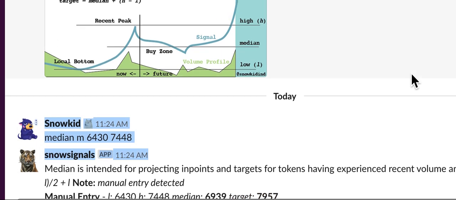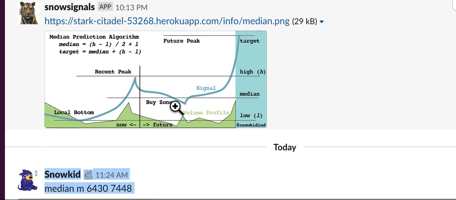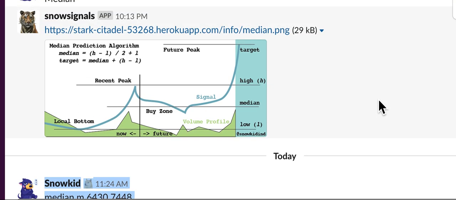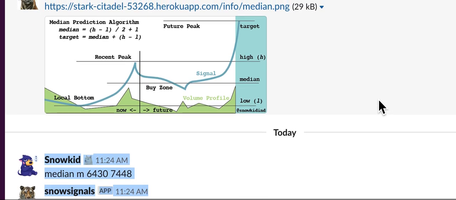So that means that if you have this 50% retrace, this peak is here, and that's sort of your target. But if it's a weak, or like a 60% pullback, you might lower that a little bit. And if it's a strong one, you might raise that target a little bit. So anyways, that's one way to calculate targets using the median prediction algorithm.